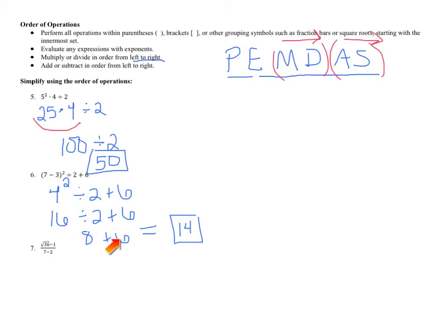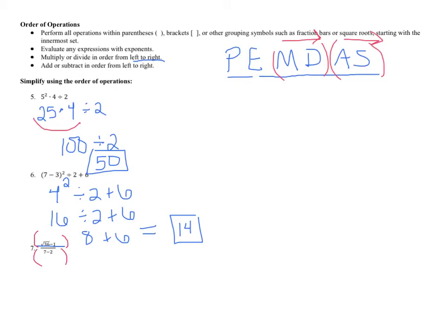Alright, example 7. So now I have the square root of 36 minus 1 divided by 7 minus 2. Now here, this is an example where we have other grouping symbols beyond the parentheses that we need to make sure we do first. This fraction bar here that's dividing the square root of 36 minus 1 by that 7 minus 2 is acting as a set of parentheses. It's telling me to do that numerator stuff first, then do the denominator stuff, and lastly I can move to that division. So I want to start by doing the square root of 36 minus 1.